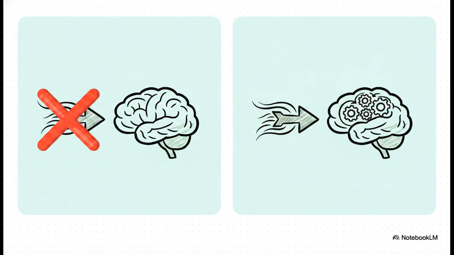RNN-T cleverly steps in and retains that awesome streamable, monotonic nature, but it injects the missing puzzle piece, an internal language model. It adds a hard dependency on previous output tokens to vastly improve accuracy, and it does it without sacrificing an ounce of speed.